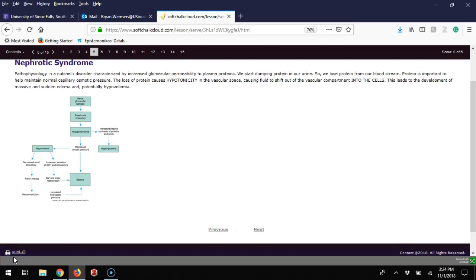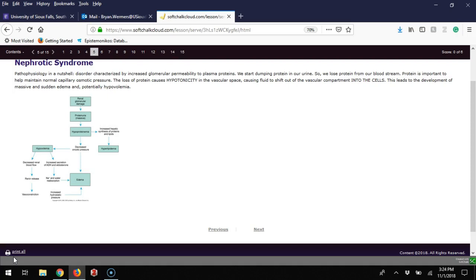So next we're going to talk about nephrotic syndrome. This is a disorder that's caused by increased glomerular permeability to plasma proteins. So basically, we start peeing out these plasma proteins. When we do that, the protein from our blood tries to compensate and balance out a little bit, so we lose more from that.